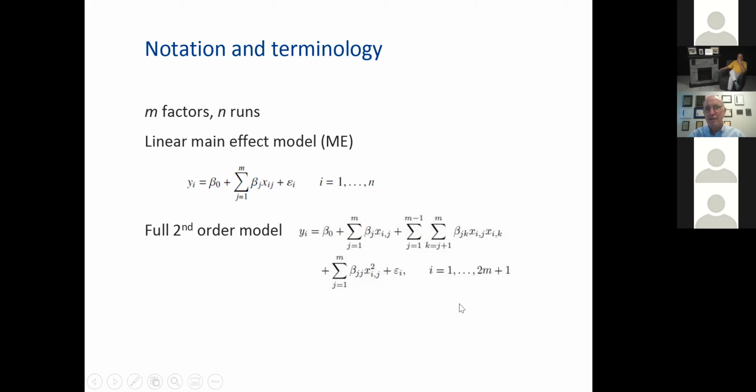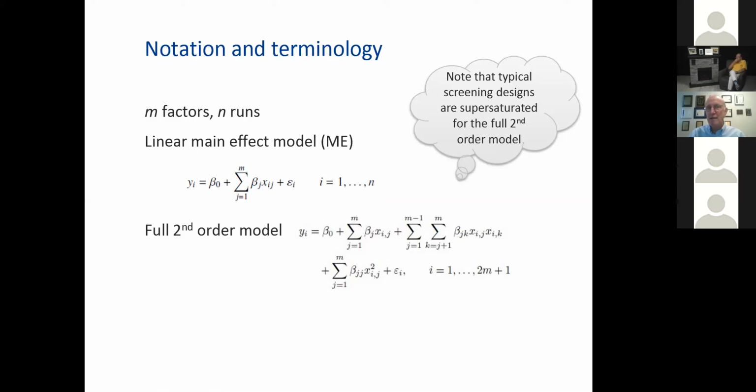Then if we had the second order model, these effects look a lot like these effects, except that the factors are squared. So those are quadratic effects. And then these effects are the two-factor interactions that involve a product of the level of one factor and the level of another factor for a given run. And these coefficients are called two-factor interaction coefficients. So that's very fast.